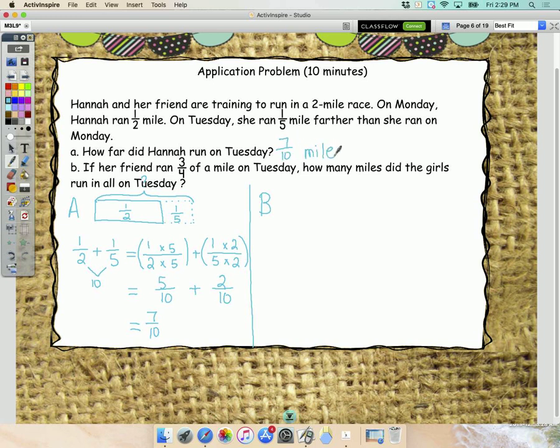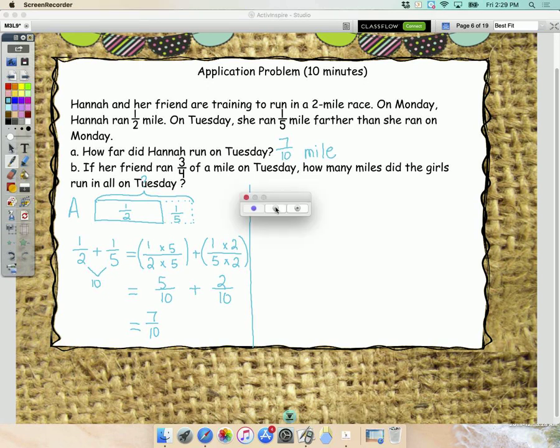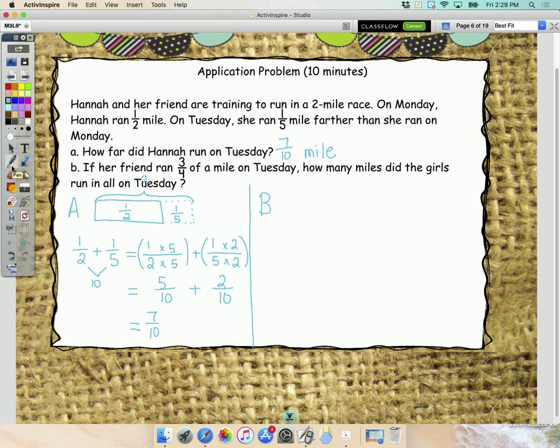Now part B says, if her friend ran 3/4 of a mile on Tuesday, how many miles did the girls run in all on Tuesday? So let's look at this one.